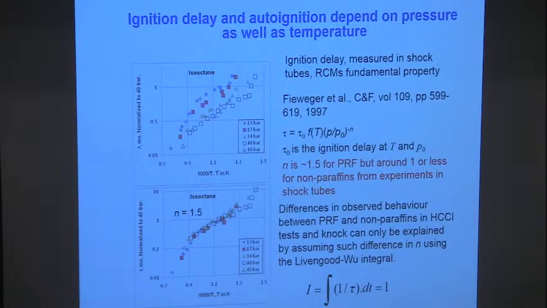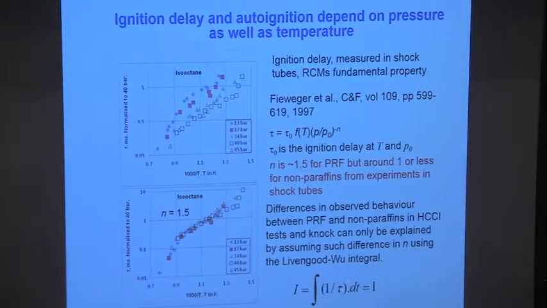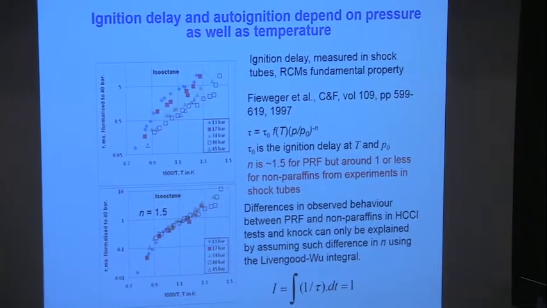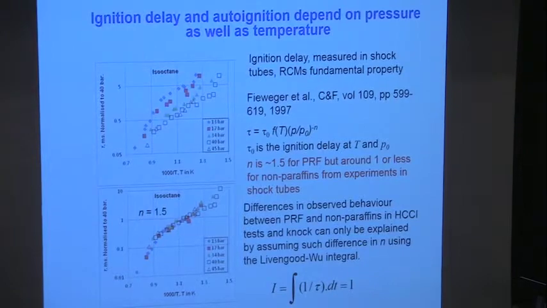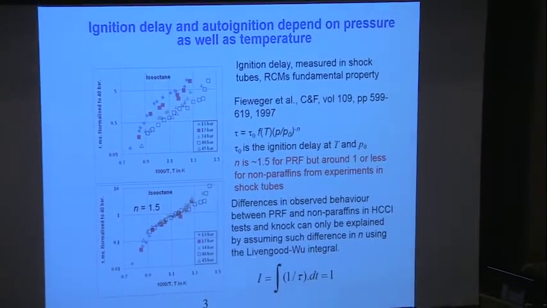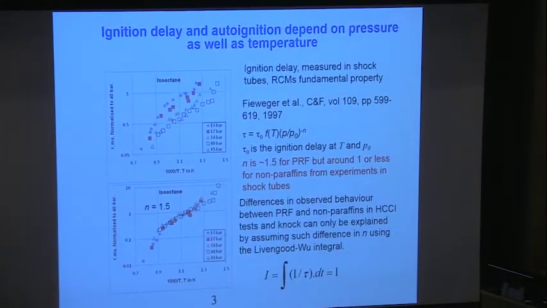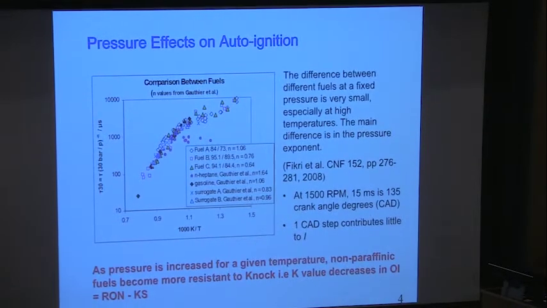One approach would be that if you know the pressure and temperature variation with time, you can do a full chemistry, couple the chemistry and actually look at where the heat release occurs. But this is very complicated. But you can also use an ignition delay equation, which is a function of pressure and temperature, and try to assess this Livengood-Wu integral.